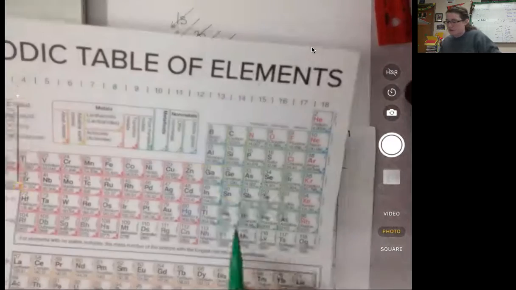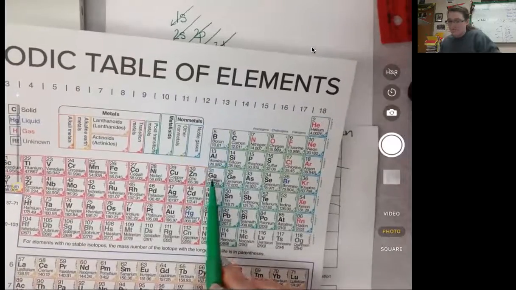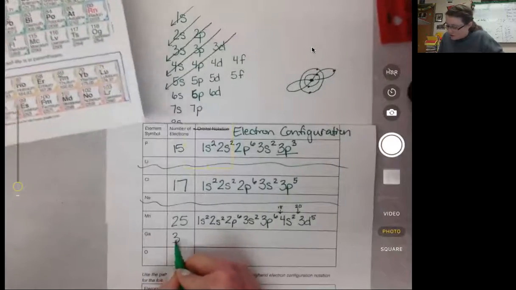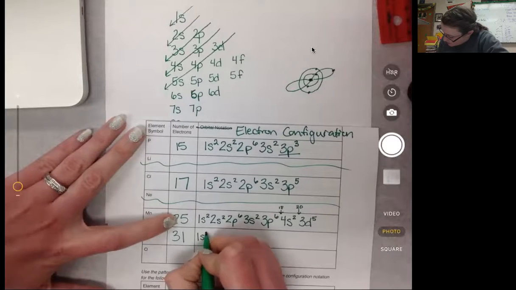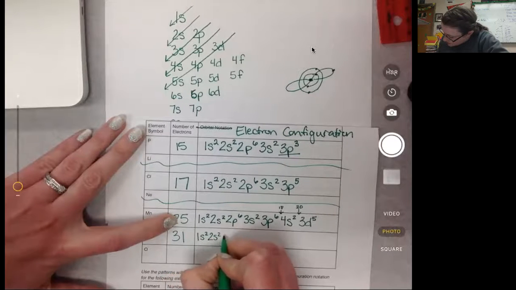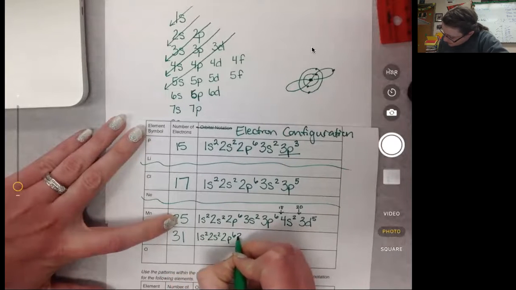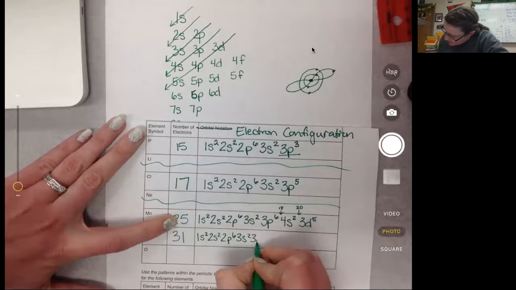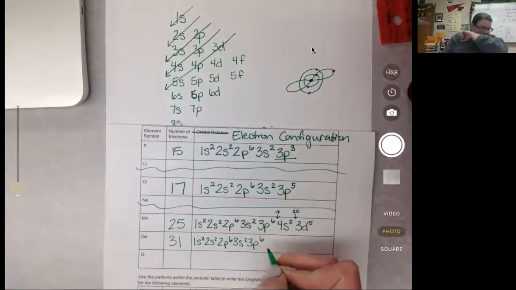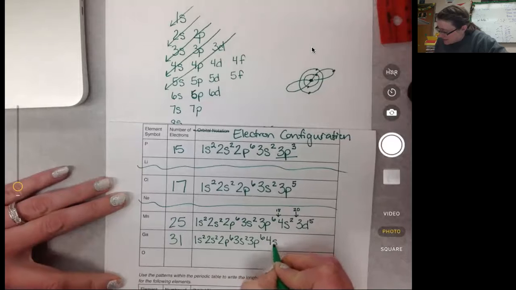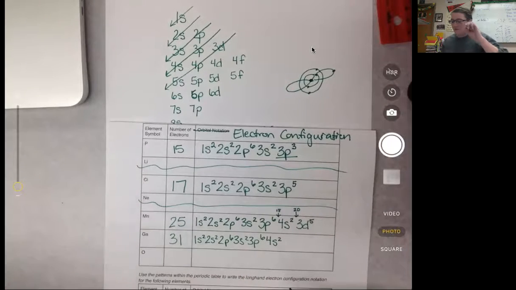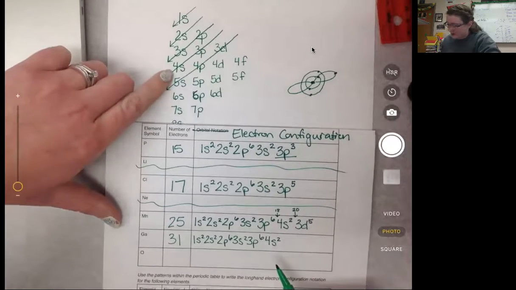So gallium is right here. It's number 31. And so there's 31 electrons. So again, I'm going to work this out. It's going to fill 1s2, 2s2, 2p6, 3s2, 3p6. Oh, excuse me, sorry. And then 4s2. All right, so at 4s2, that one's filled.